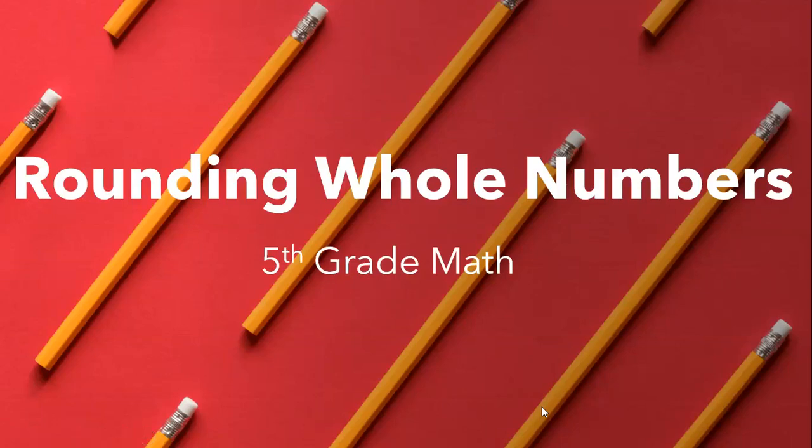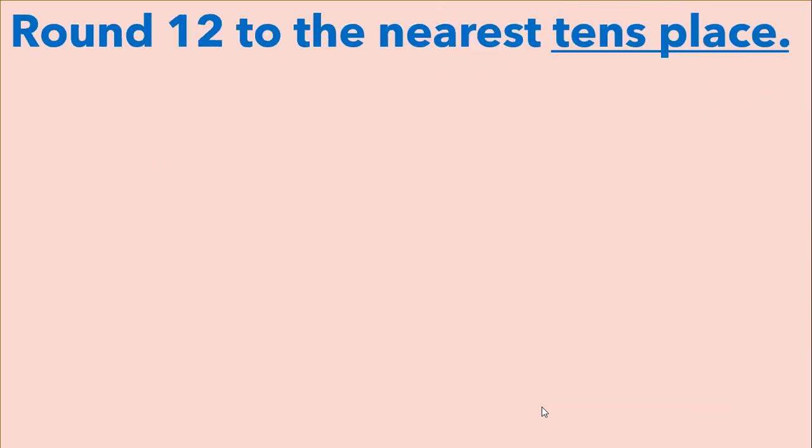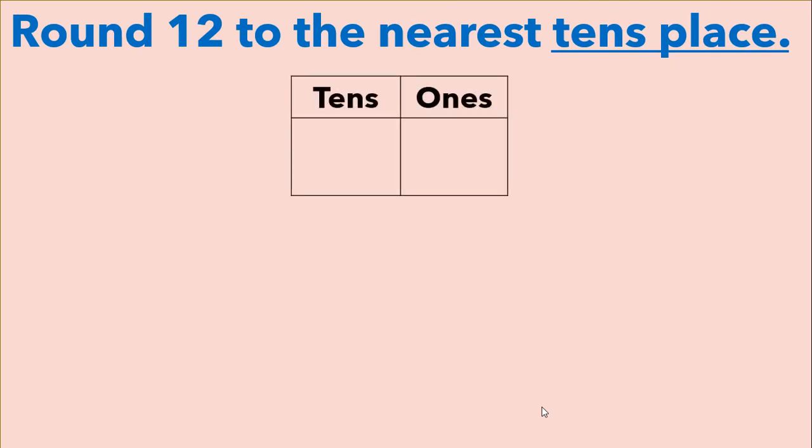Today we're going to be rounding whole numbers. Today's objective is that students will be able to use their knowledge of place value to round whole numbers. Let's try 12 to the nearest tens place. First, we're going to start with a place value chart and inserting our digits into the place value chart.